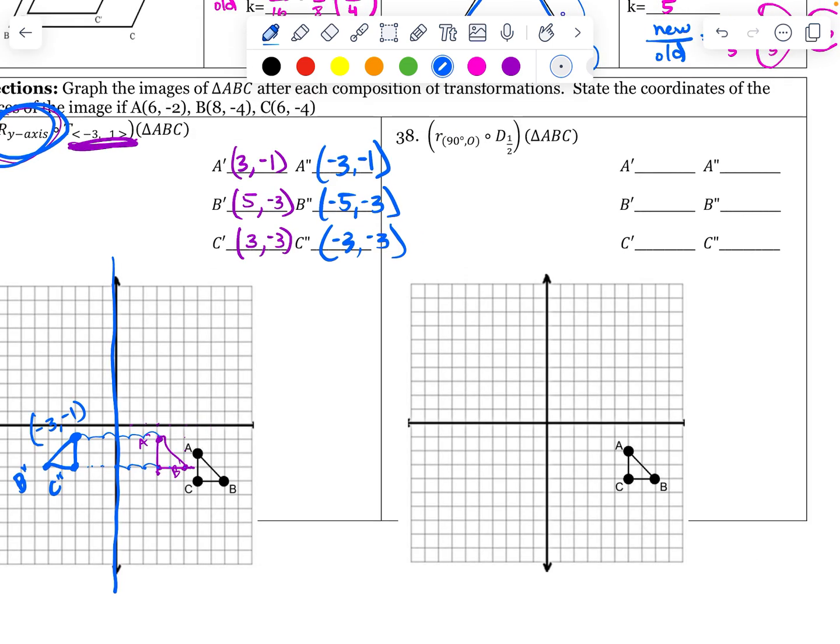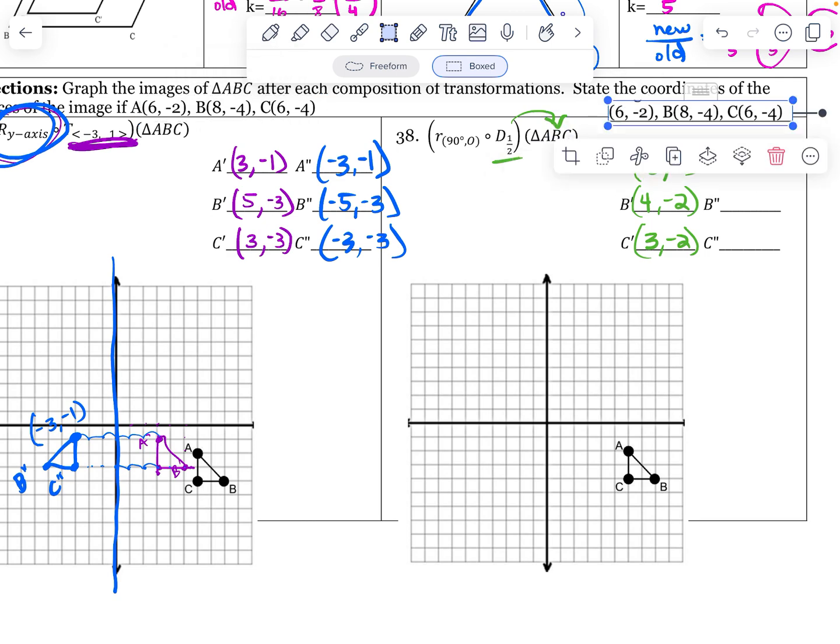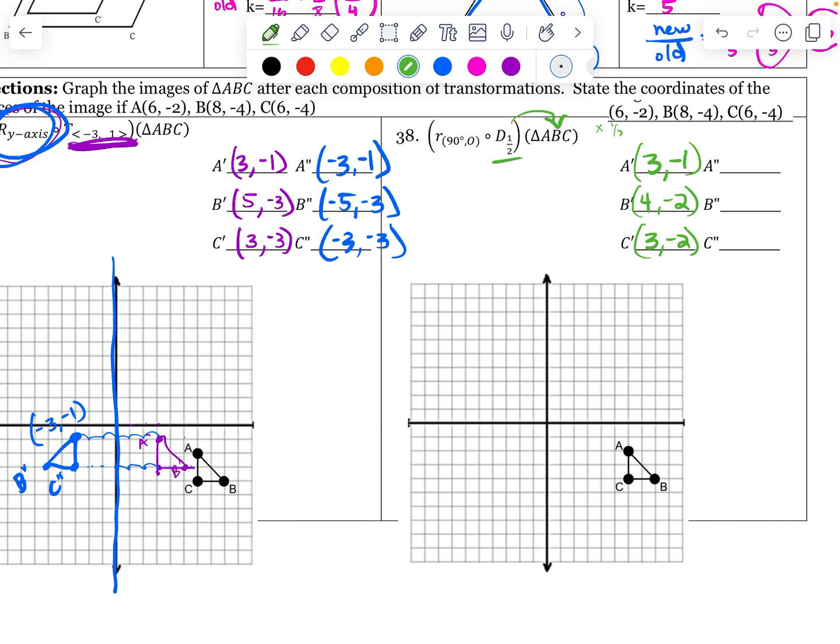Now this one, it looks like we've got a dilation first and then a rotation. So it's gonna get even smaller. Shoot, teeny tiny picture. That's okay. All right, so that's gonna be (3, -1), (4, -2), and (3, -2). So all I did was cut each one of those points in half. I took these points over here, copy, paste, and I multiplied each one of them times a half. What's a half of 6? 3. What's a half of -2? -1, right?